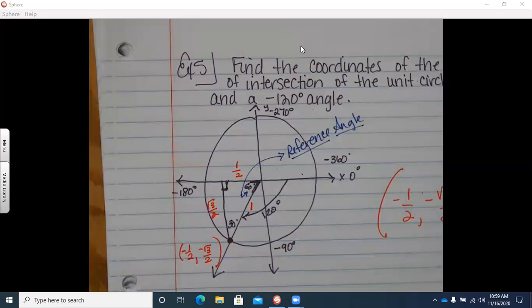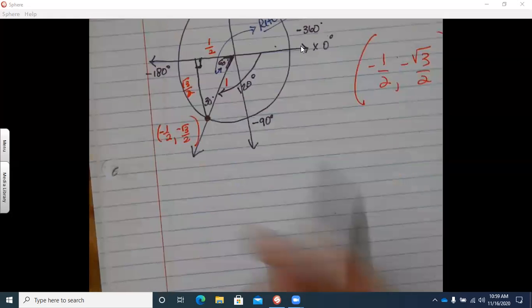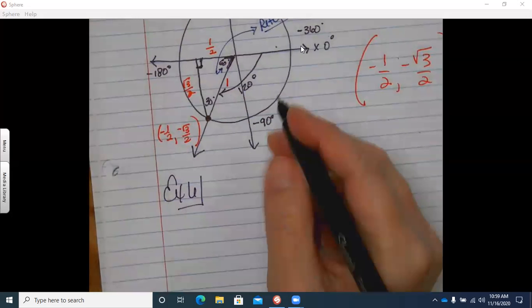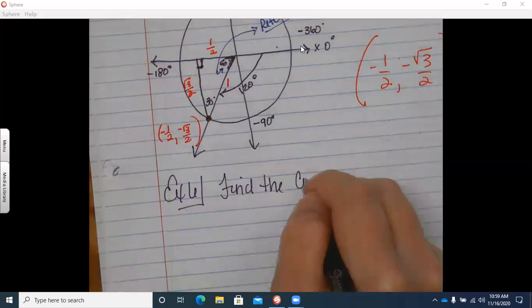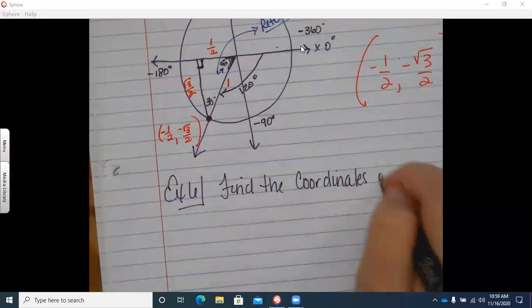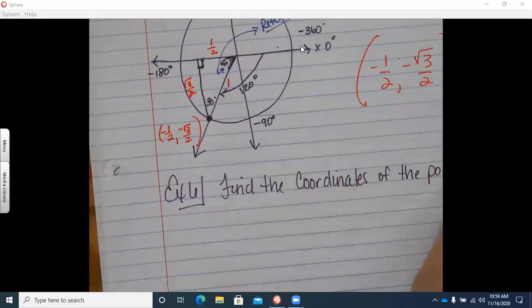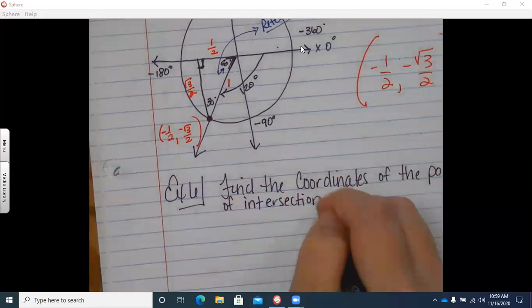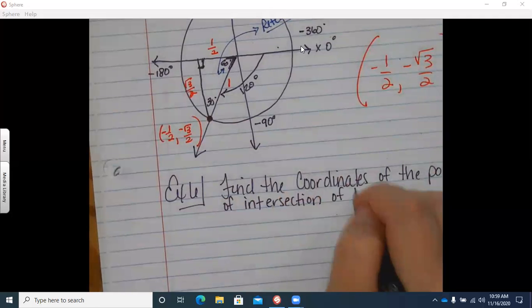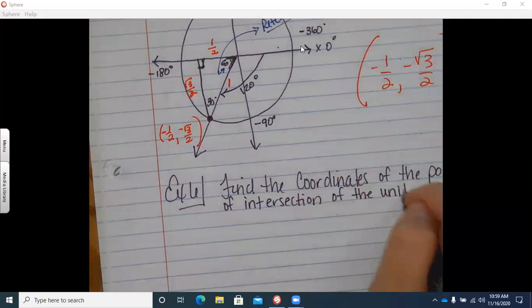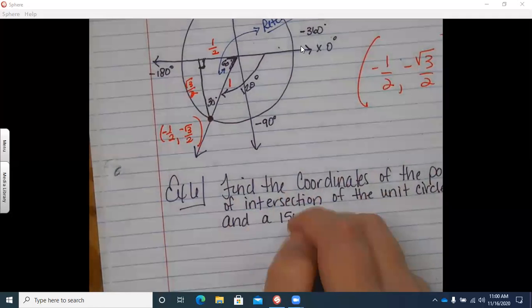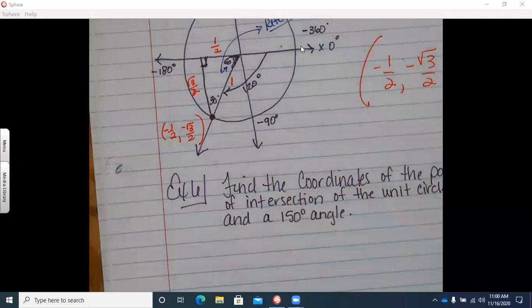Let's do one more. Find the coordinates of the point of intersection of the unit circle and a 150 degree angle. I'm going to let y'all give that one a whirl on your own.